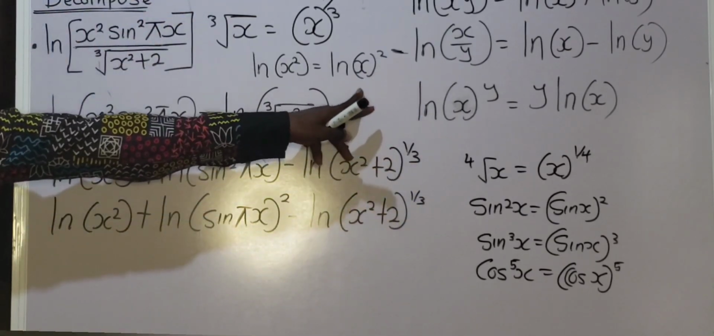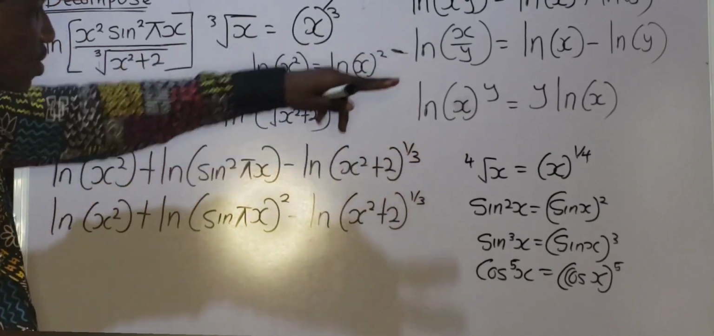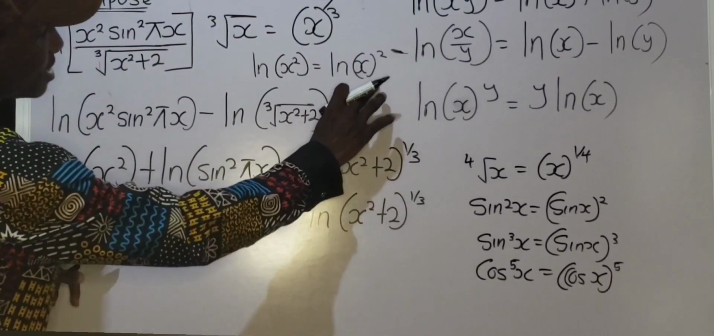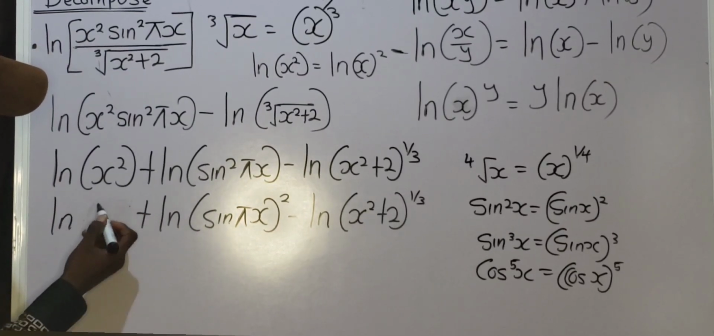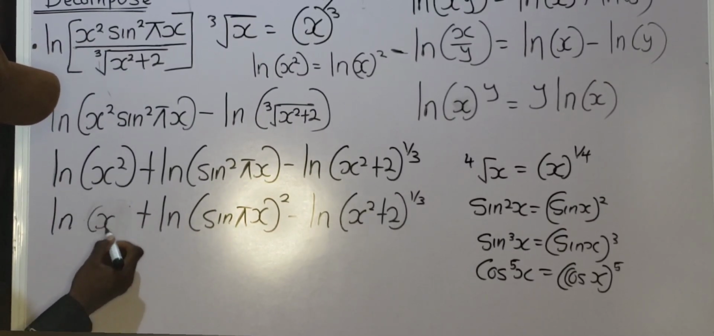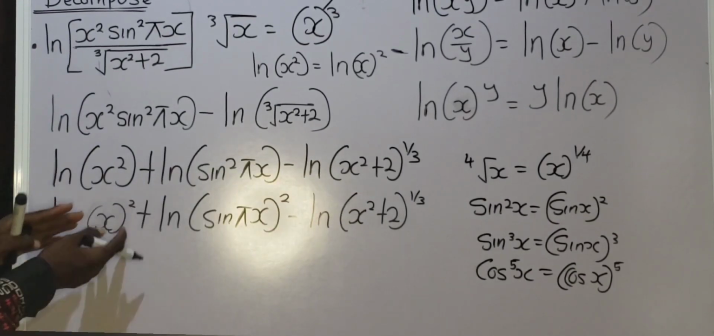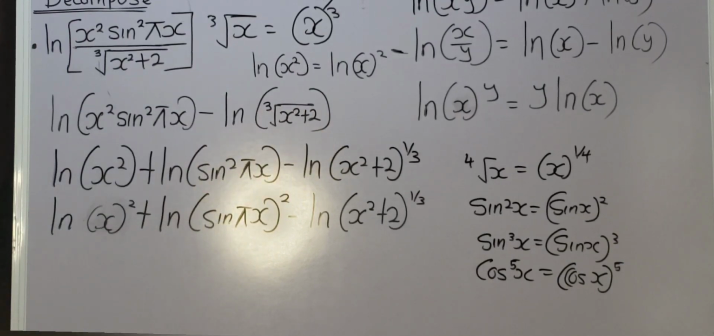Do you understand? Please, I want you to master this. ln x raised to the power of 2 is equal to what? So for this, I can write this as this. You understand? So I'm going to have ln x raised to the power of 2. I don't want to rewrite all this, that's the reason why I just skip. I just explained how I got this in this place. You understand? So let us proceed.